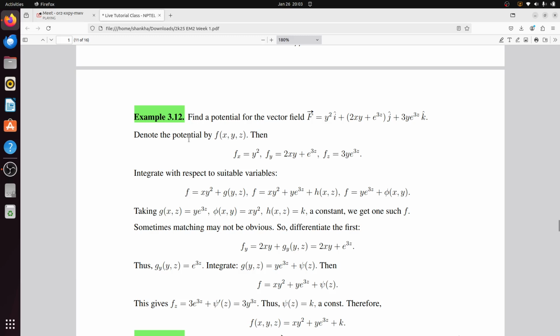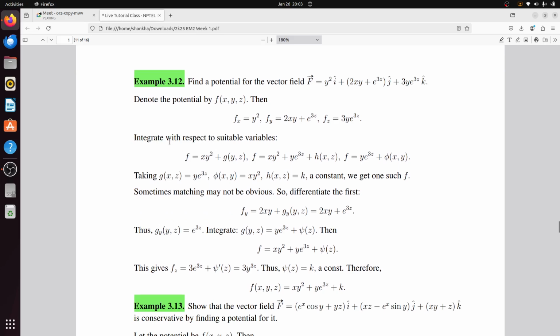So we need to find a potential for the vector field y square i cap plus 2xy plus e to the power z j cap plus 3y e to the power 3z k cap. Denote the potential by f equal to f of xyz. Then your fx will be y square, your fy is 2xy plus e to the power 3z, and fz is 3y e to the power 3z.